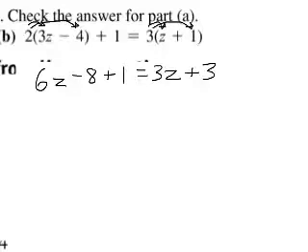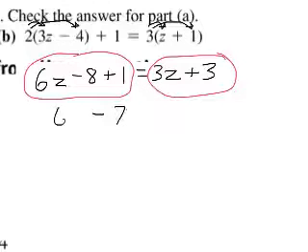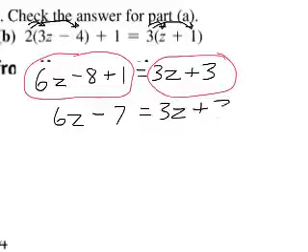Okay, so we have no terms to combine on the right side here, but on the left side we do. We combine the negative 8 plus the 1. Those are like terms. And that gives us a negative 7. So we have 6z minus 7 equals 3z plus 3.